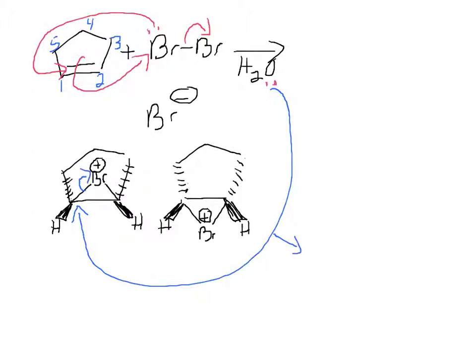So I'll show one example. And why is this important? Because this affects the three-dimensional orientation of the product. The bromines end up being what to each other? They're always going to be trans. So the bromines will always be trans, and you'll form both stereoisomers.